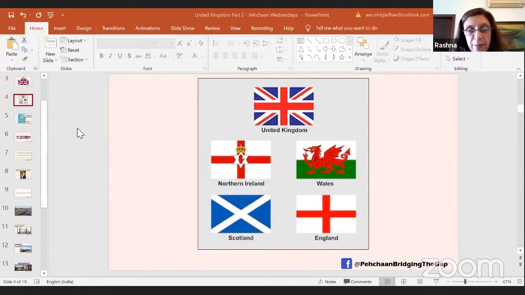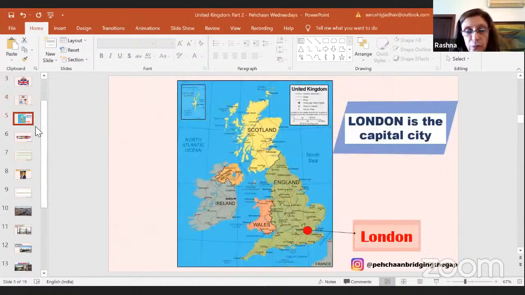Next slide, please. Right. This also you already told me, London is the capital city. And here we can see that nice big red dot on the map. And you'll all know that that is London, right?